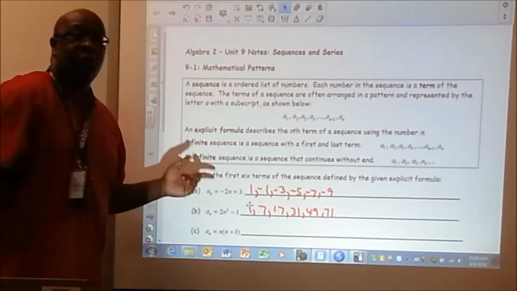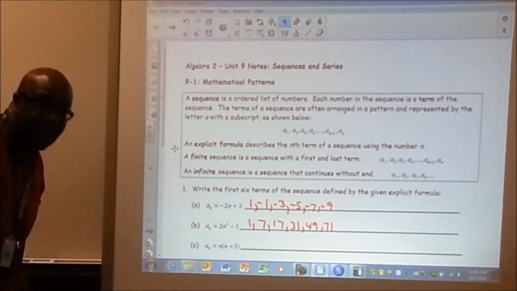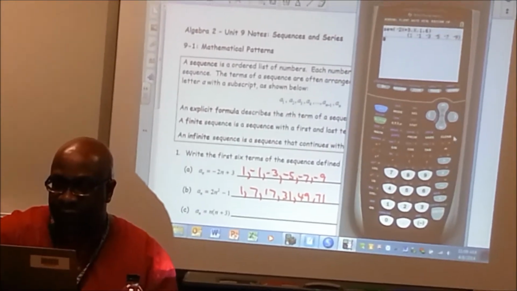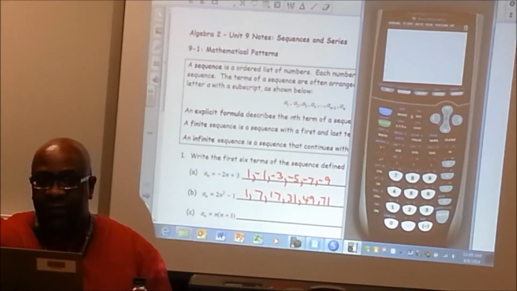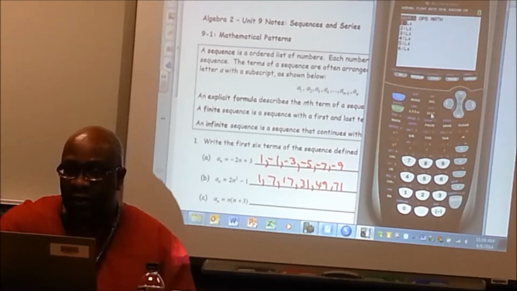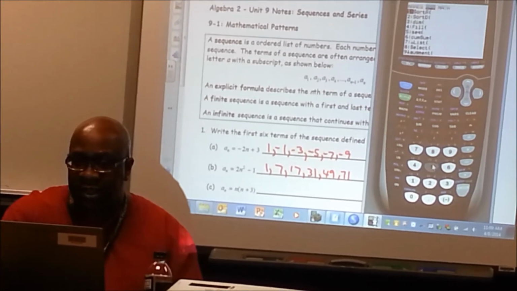Okay, so those are the numbers as determined by hand. Let's use our calculator, see if we arrive at those same numbers. So we're going to go back to our calculator. Let's clear this out here. Again, the steps we're going to take, we're going to hit the second key. We're going to hit stat. We're going to right arrow over to our ops and select option 5 for sequence.